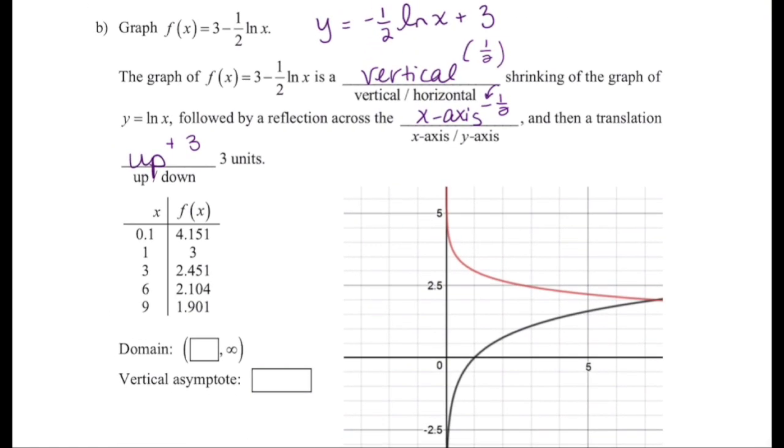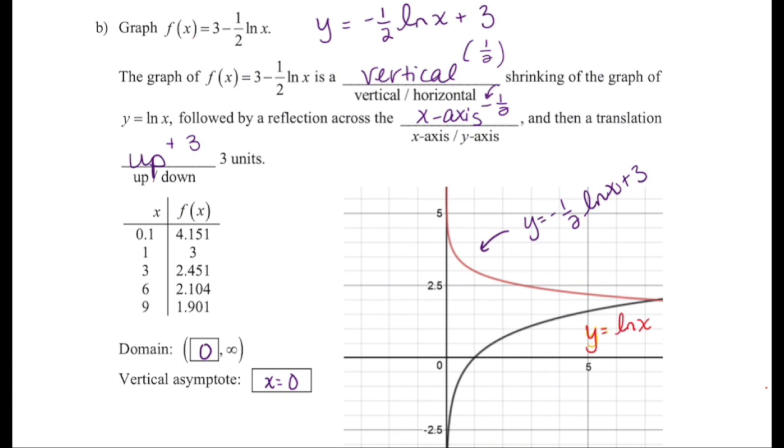We just moved our graph up and down. We didn't move our graph left and right, so our domain will stay the same at 0 to infinity, and we're still going to have that asymptote at x equals 0. The original one is y equals the natural log of x on the bottom, and then this red graph is y equals -1/2 the natural log of x plus 3.